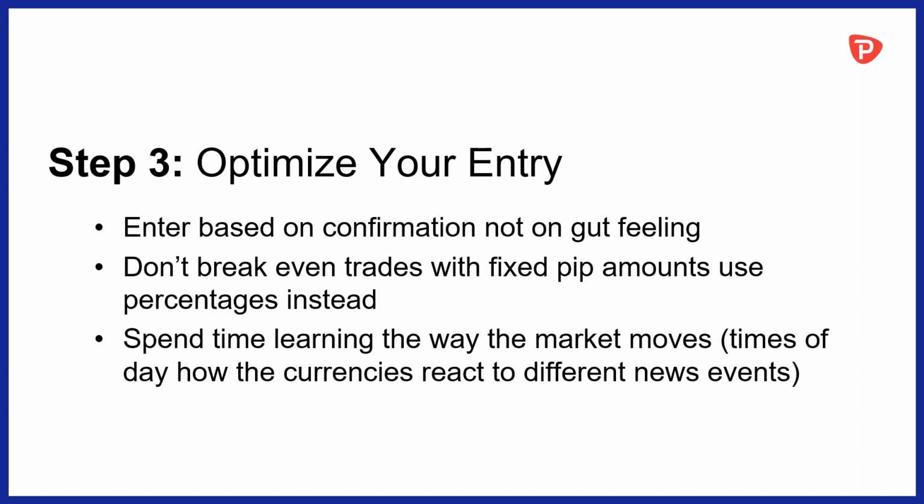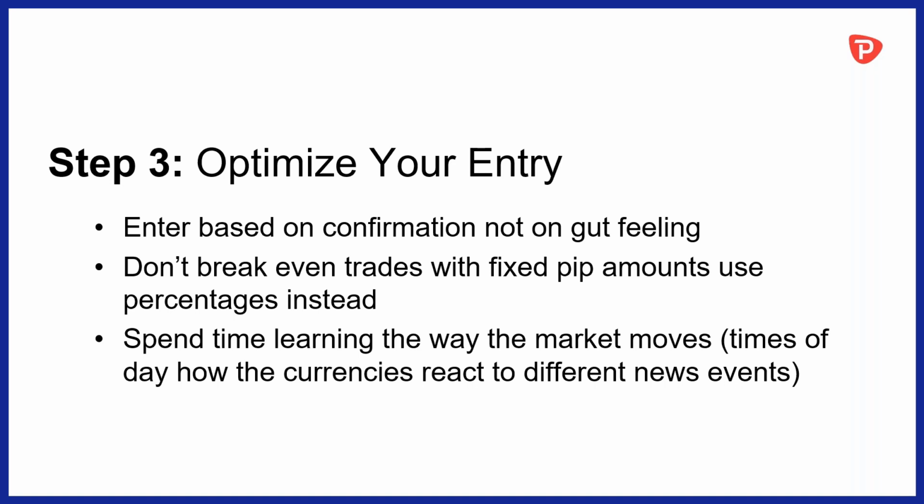We don't want to break even trades with fixed pip amounts. Use percentages. So what we mean by that one is if you expect to make 20 pips in a scalp, then you don't want to just say every time I'm up, maybe for 10 pips, I'll break even the trade. You want to say every time I'm up maybe 70% of what I expect, I'm going to break even the trade or move my stop loss to 0. That's a much more effective way of being market adaptive.